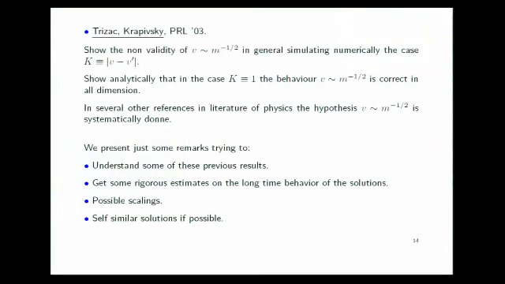To get some rigorous estimates, even in the simplest case, is there a way to obtain rigorous results, to know if that assumption is true or not true? What are the scalings of the solutions between v, m, p, and time? So, possible scalings, and say something, if it's possible, about self-similar solutions.